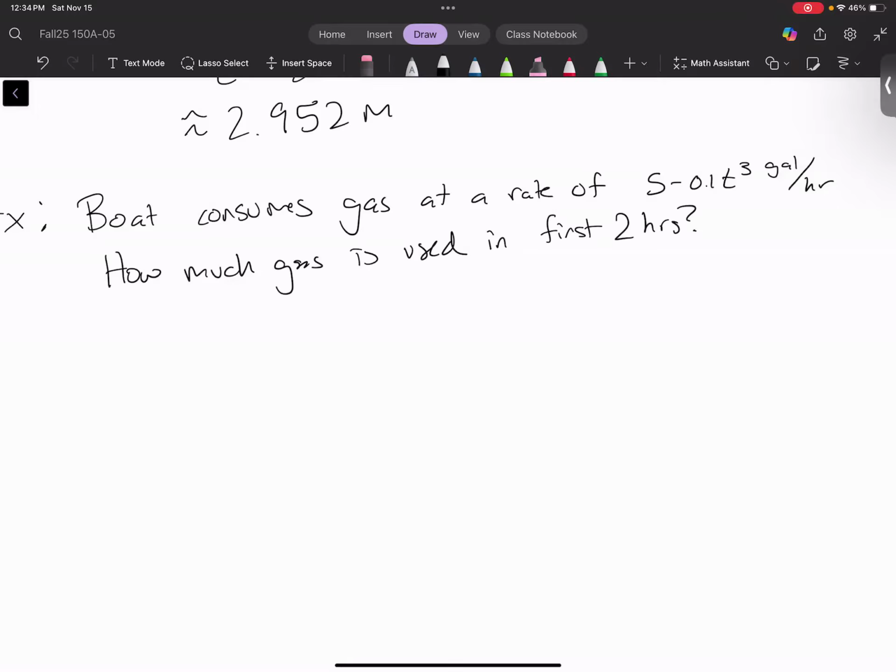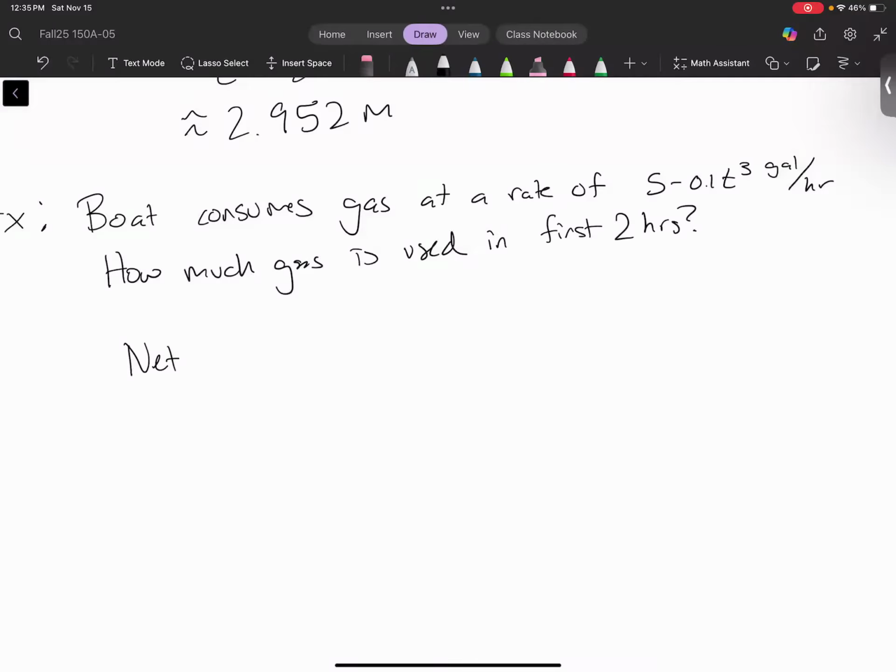Right. And this is exactly our net change formula. It's basically analogous to net displacement. Except we're not doing displacement, we're using gas, but it's the same idea.